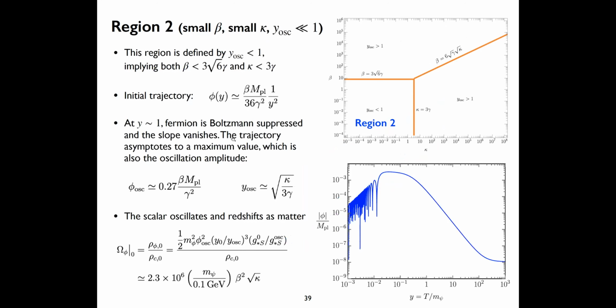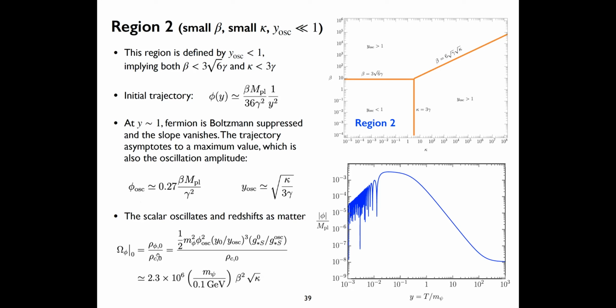And so now what happens is that since the oscillation temperature is less than one, we can no longer just use this expression. We have to actually follow the evolution to lower temperatures. What happens is that at Y equals one, the fermions become Boltzmann suppressed, and so the slope basically vanishes. The trajectory just asymptotes to a constant value, which is of order beta. Then you can estimate the oscillation temperature and oscillation amplitude from there.